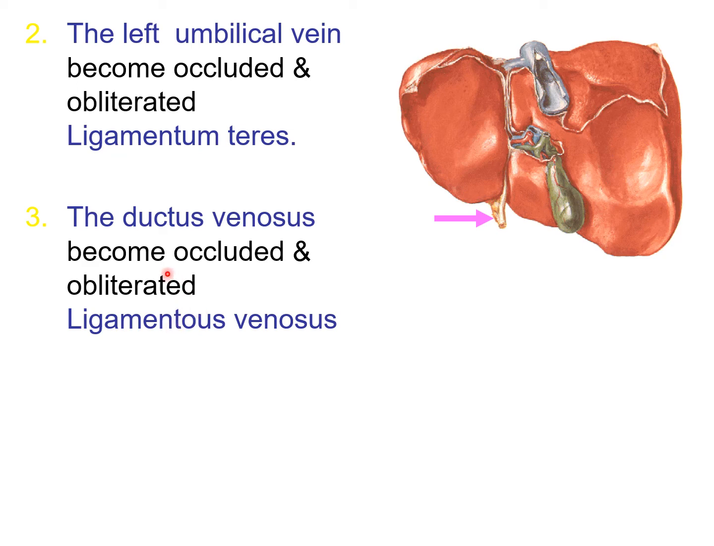Because of the closure of the ductus venosus, occlusion of the umbilical circulation occurs, which causes a decrease in blood pressure in the IVC and right atrium. So now the blood is not directly passing to the inferior vena cava and through the inferior vena cava to the right atrium, and because of the occlusion of this, the pressure in the inferior vena cava decreases.